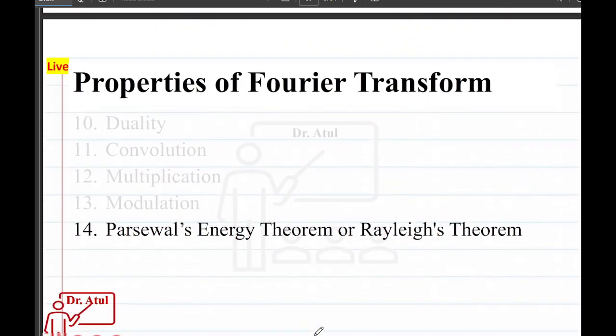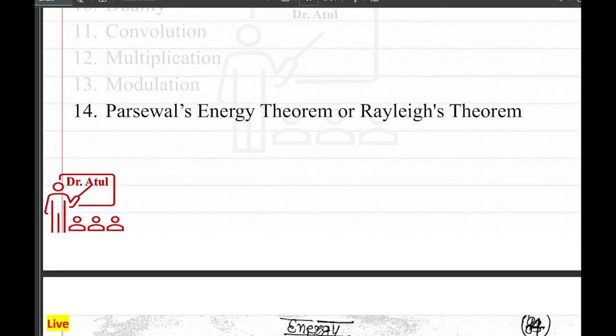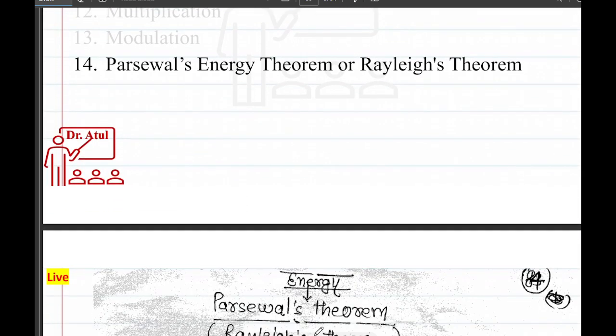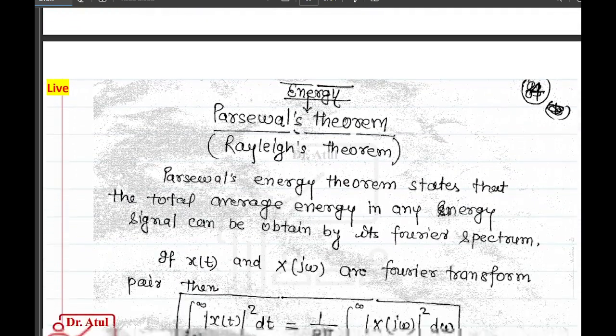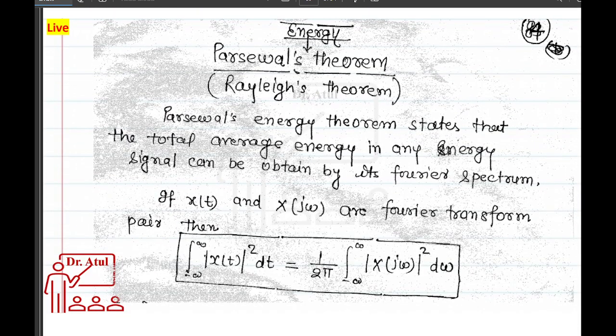Let us take the last property of Fourier transform as per our discussion, which is Parseval's energy theorem or Rayleigh's energy theorem. This is also known as the energy theorem, meaning calculating energy with the help of Fourier transform. That is the simple meaning of this theorem. Let us discuss the exact principle of the theorem. Parseval's energy theorem says that the total average energy of any system or any signal can be obtained from its Fourier transform.